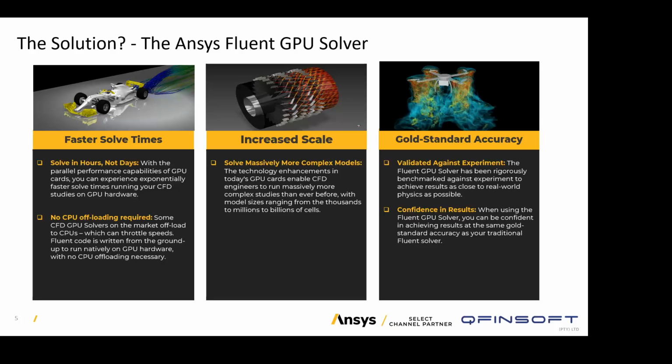Secondly, we can increase the scale of our models. So we can either do larger models with more cells, or we can do more complex models. And this is all possible because we can get the simulation results now in a reasonable amount of time. But all of this doesn't help us at all if our simulations are not as accurate as possible. Now the GPU solver has been validated against experimental results as well as the CPU solver. And looking at results, we can get a good confidence in the results of the GPU solver.